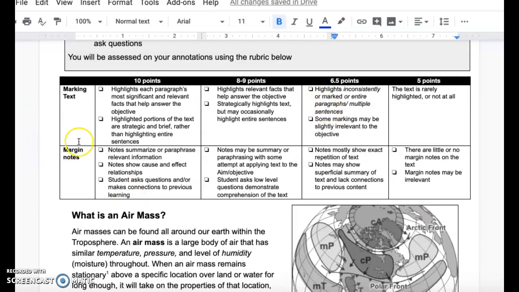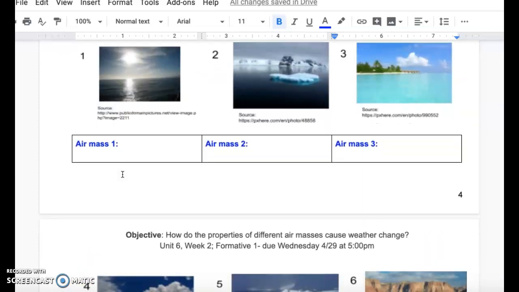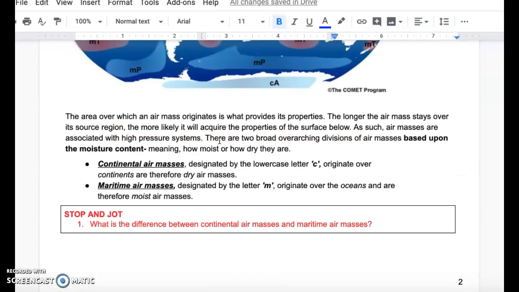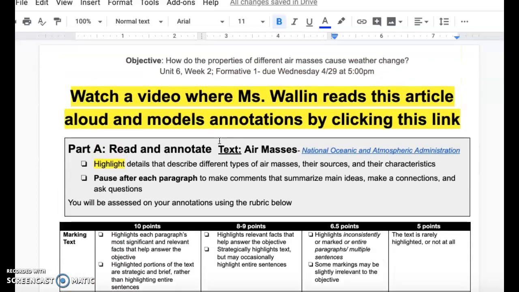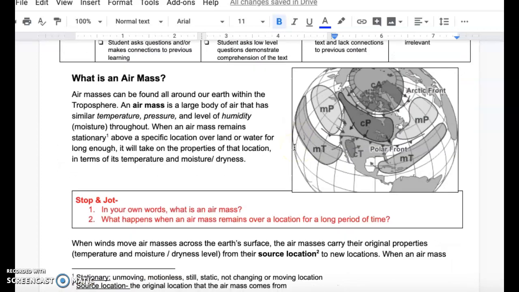This is the annotation rubric that you're graded on. And for part B, you're going to answer these application questions, which I'll also go through. All right, let's get started. So as we read, we're going to annotate for details that describe different types of air masses, their sources, and their characteristics. Okay. What is an air mass?